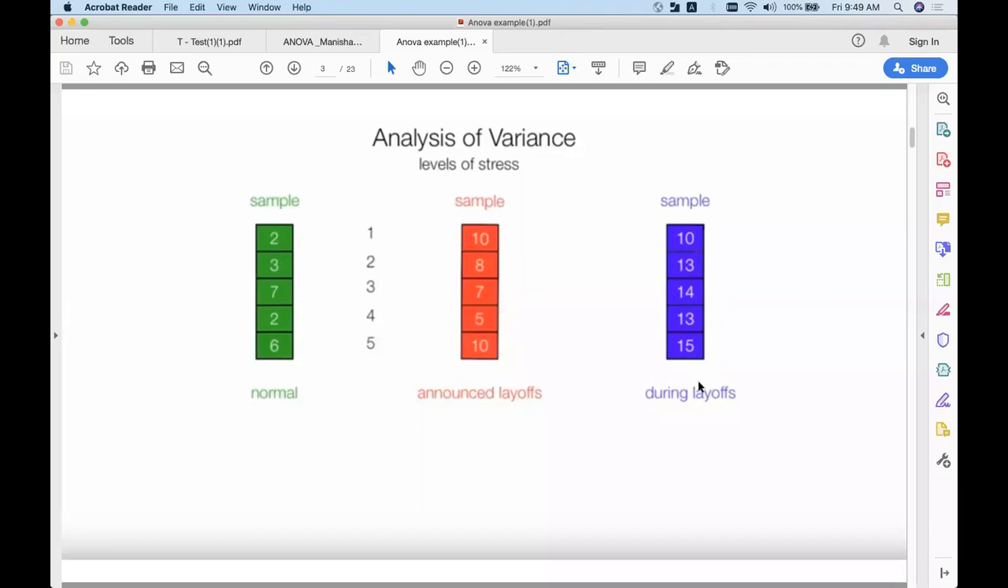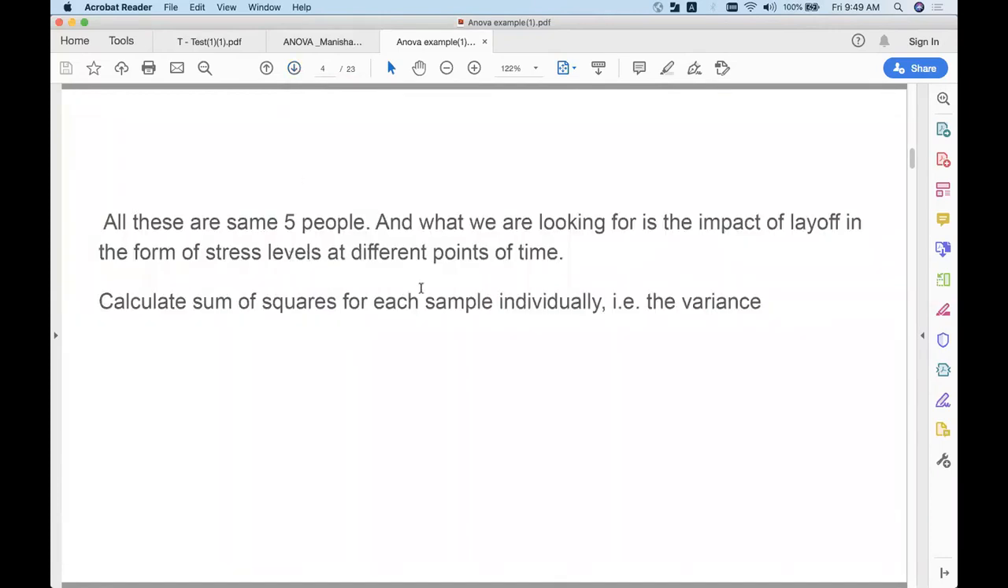On a normal day their stress levels will be normal, like 2, 3, 4, 7, 5, 6. That's fine. But as soon as everyone hears the message that there is a layoff, their stress levels will increase a little bit, because they are worried about their job. That is situation 2. What is the third situation? The third situation is that layoffs are actually happening to their teammates and their company. The real thing is happening. Now you can see the stress levels are even higher. Now what does ANOVA give you? All these are the same 5 people, and what we are looking for is the impact of layoffs in the form of stress levels at different points of time.